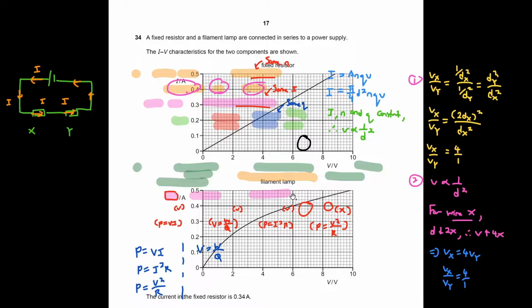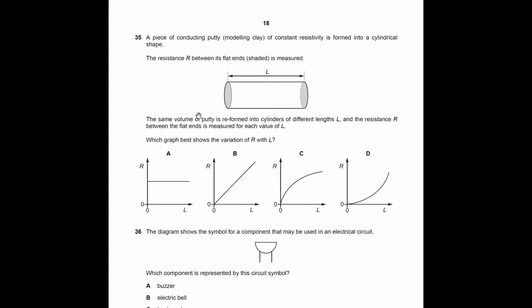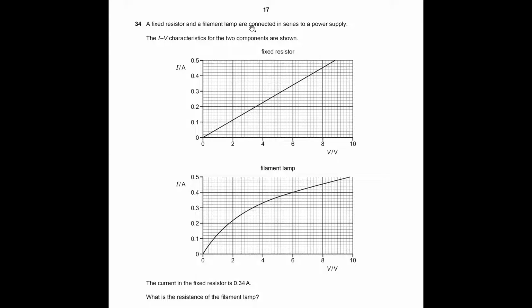So for question 34, this one concerns some sort of graph. Let me just zoom in a little from here. Here they mentioned that you have a fixed resistor and a filament lamp that are connected in series to a power supply. The IV characteristics for the two components are shown. The current in the fixed resistor is 0.34 amps. What's the resistance of your filament lamp right now? Same thing like one of the questions before this, they mentioned that your two components, the fixed resistor and filament lamp, are connected in series.